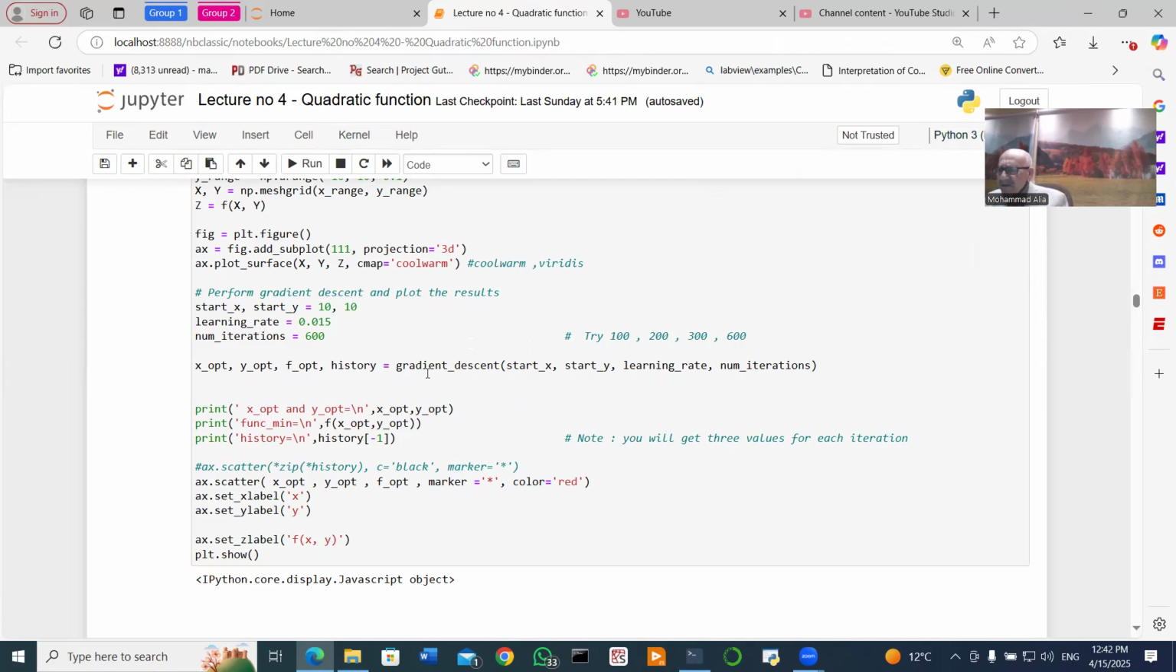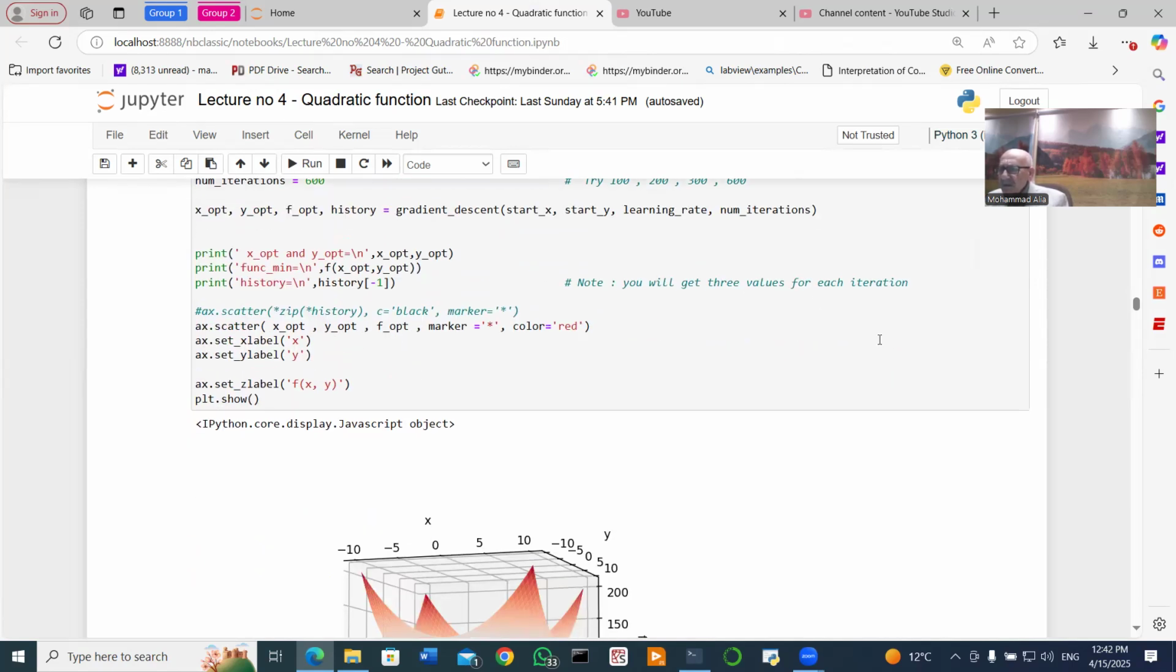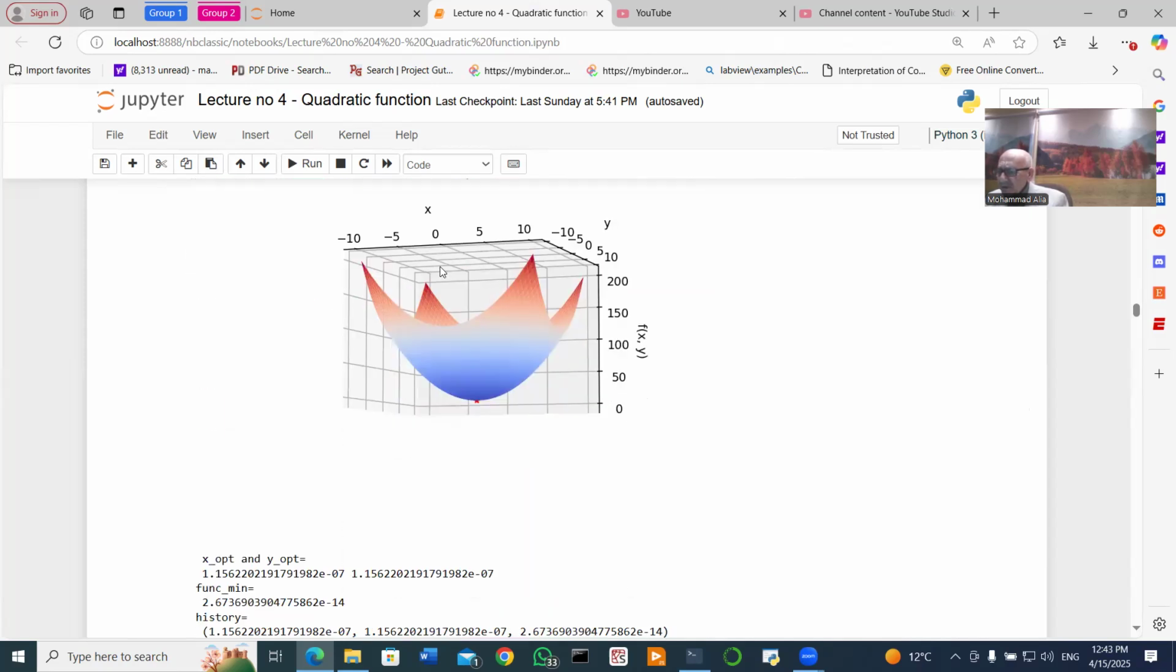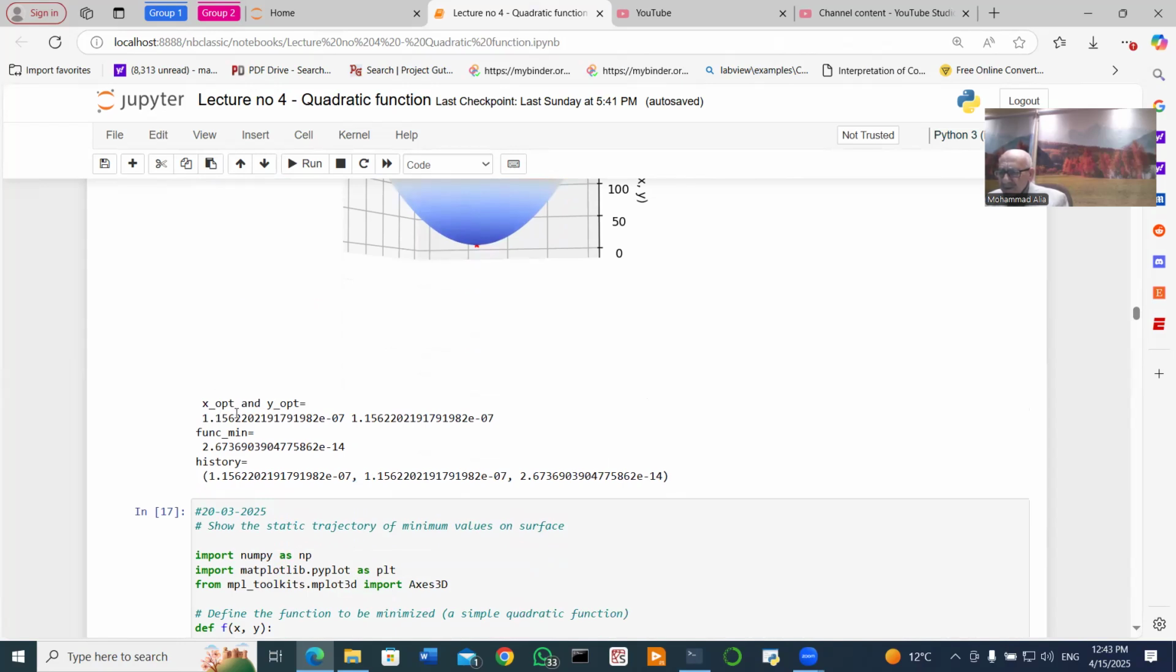So this gradient descent will give us the x optimal, the optimal value of the x coordinate, the optimal value of the y coordinate, and the optimal value of the function itself, the minimum value, and the history if it is required. So here I am asking the program to print the x optimum and y optimum. If I look here, I will find x optimum and y optimum are these two values.